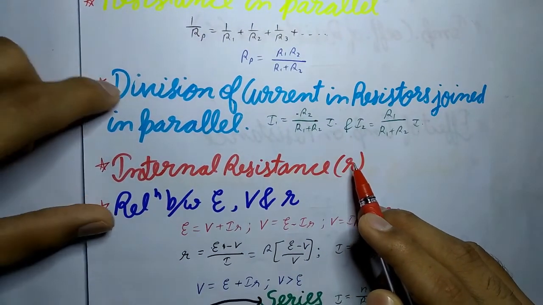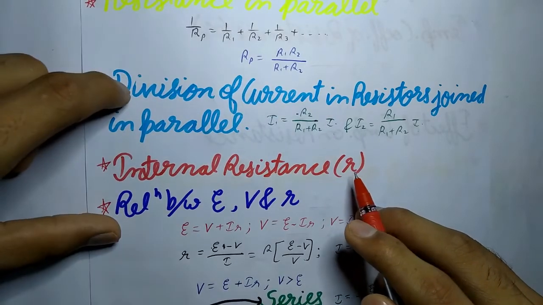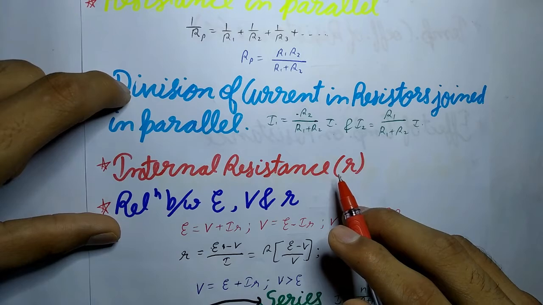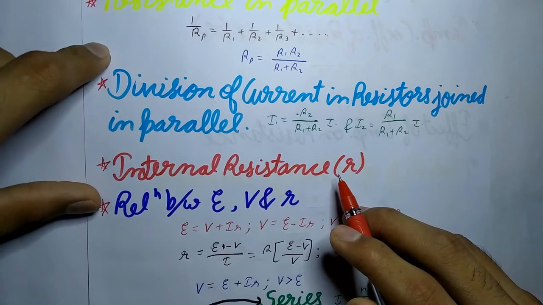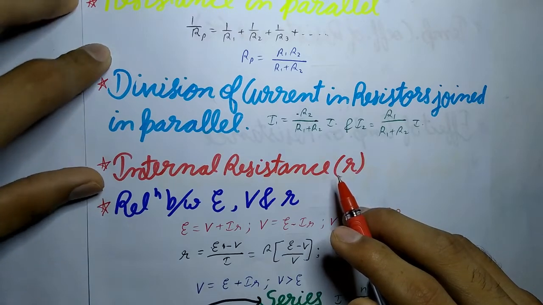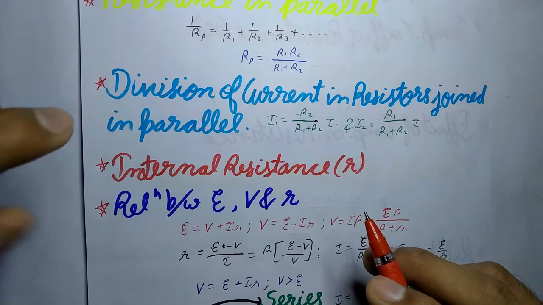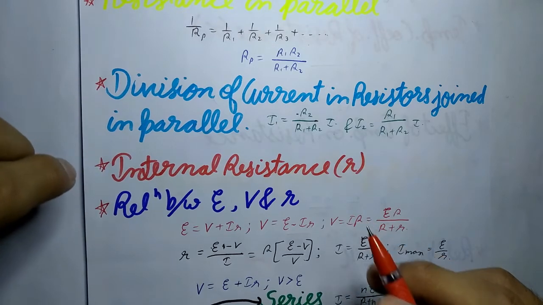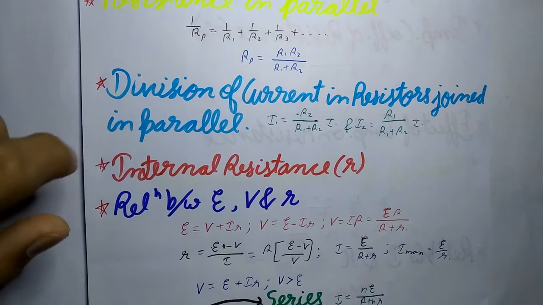And now next is internal resistance, denoted by small r. The resistance offered by the electrolyte of a cell to the flow of current between its electrodes is called the internal resistance of the cell. It depends first on the nature of the electrolyte, second the concentration of the electrolyte, third the distance between the electrodes, fourth the common area of the electrodes dipped in the electrolyte, and fifth the temperature of the electrolyte.